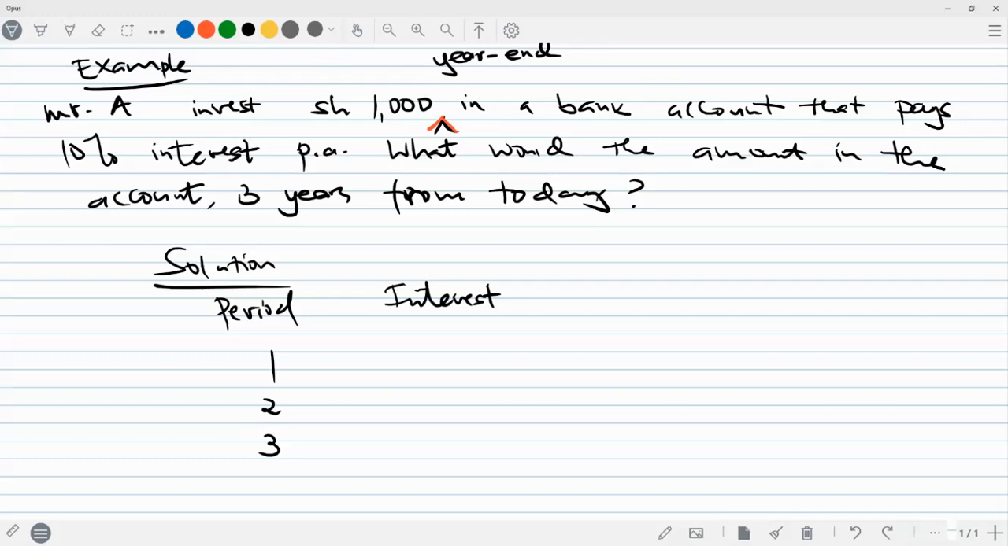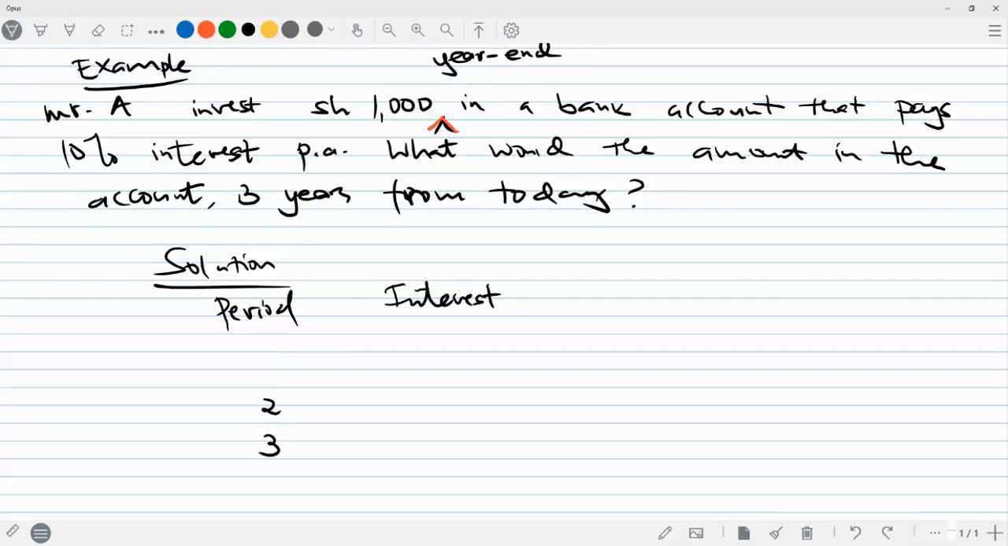Therefore, in year 1, you don't earn any interest because you're not investing today. You're investing at the end of the year. So for this particular year, you don't earn, and you just remove this 1 year.